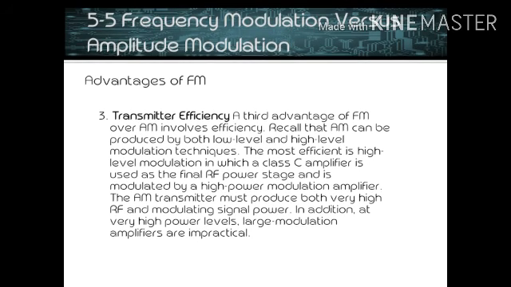Now, for number 3, the advantage of FM is transmitter efficiency. A third advantage of FM over AM involves efficiency. Recall that AM can be produced by both low-level and high-level modulation techniques. The most efficient is high-level modulation, in which a Class C amplifier is used as the final RF power stage and is modulated by a high-power modulation amplifier. The AM transmitter must produce both very high RF and modulating signal power. In addition, at very high power levels, large modulation amplifiers are impractical.